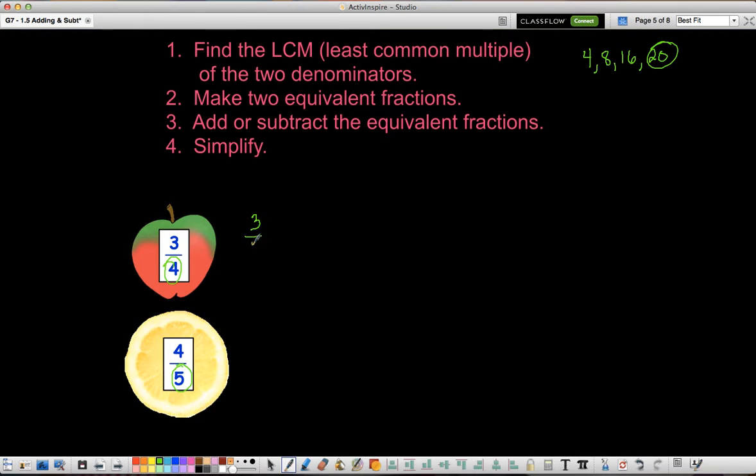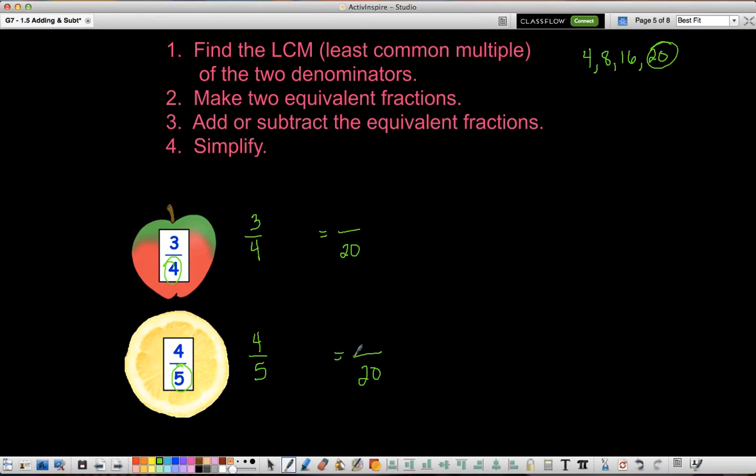So I have 3/4, and I need to change it to something over 20. And I have 4/5, and I have to change it to something over 20. The only way to make equivalent fractions, so we're not changing the fraction, is just going to look a little different. We're just giving it a different costume, but it's still going to be worth the same thing.